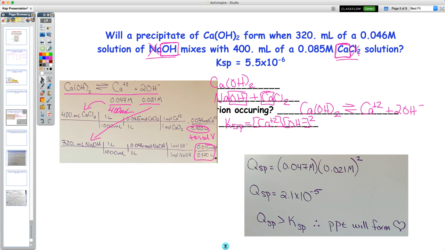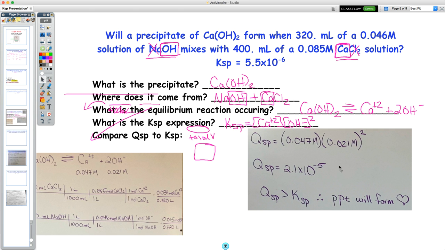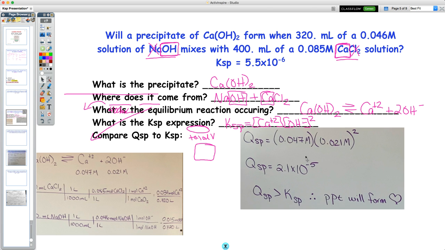To figure out which is greater, Qsp or Ksp, I want to compare the two. So I'm going to take the two values that I got. You're looking over here now. I got my calcium as 0.047 and my hydroxide is 0.021. I'm going to square that, and I get a Qsp of 2.1 times 10 to the minus 5. And what I notice about that is that's a heck of a lot higher than my Ksp.